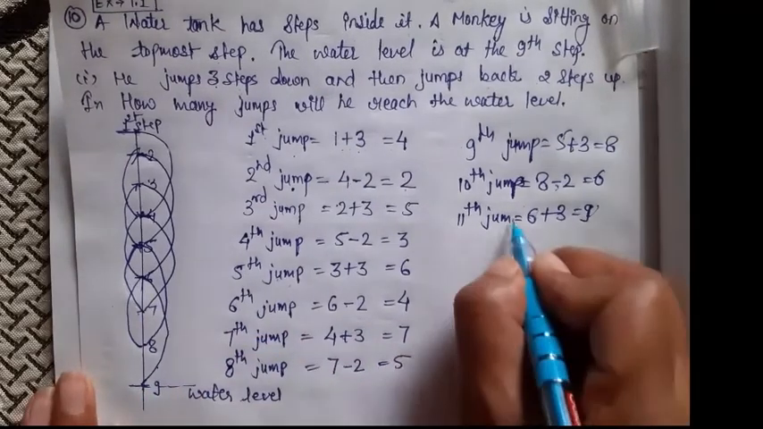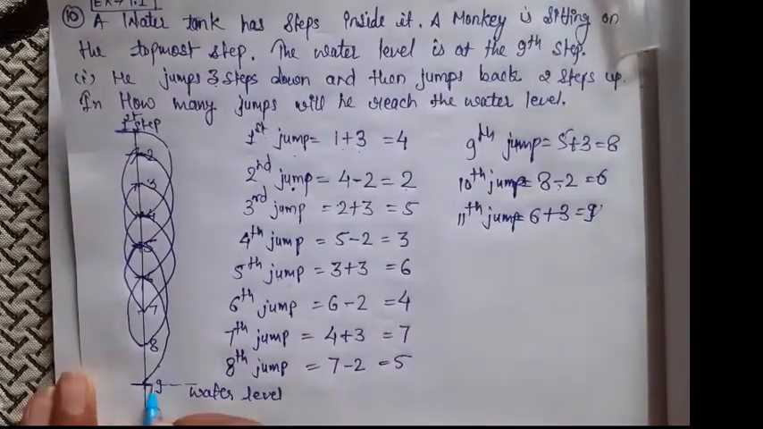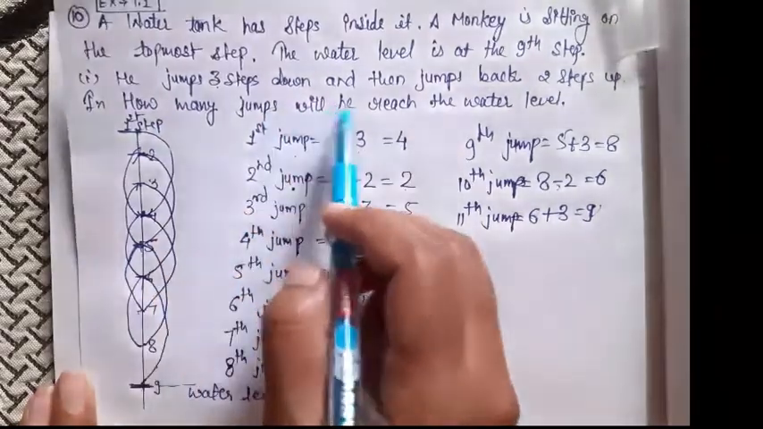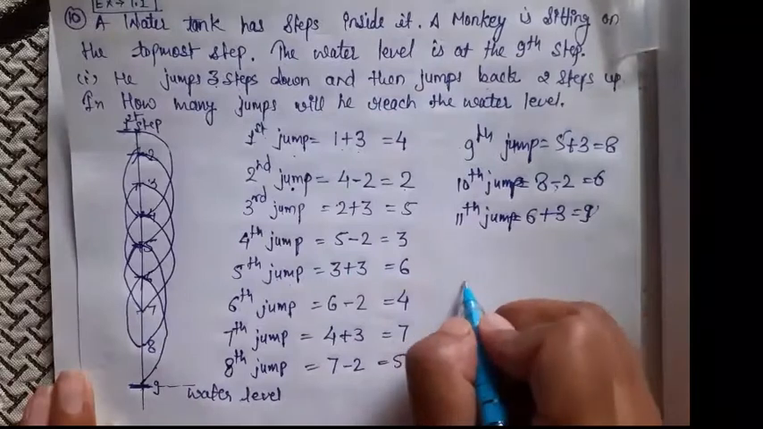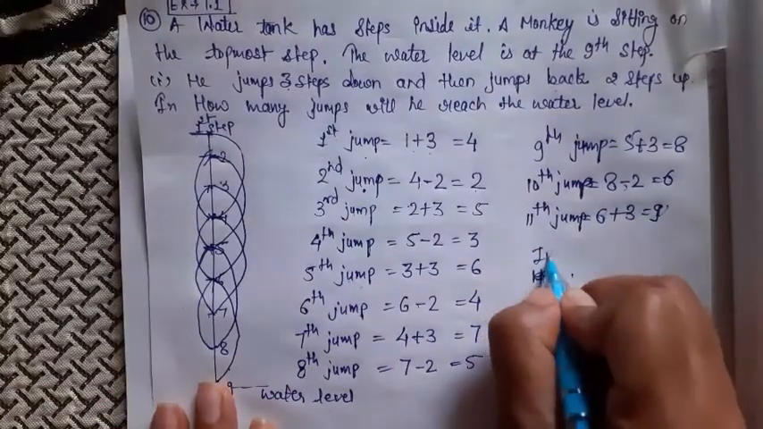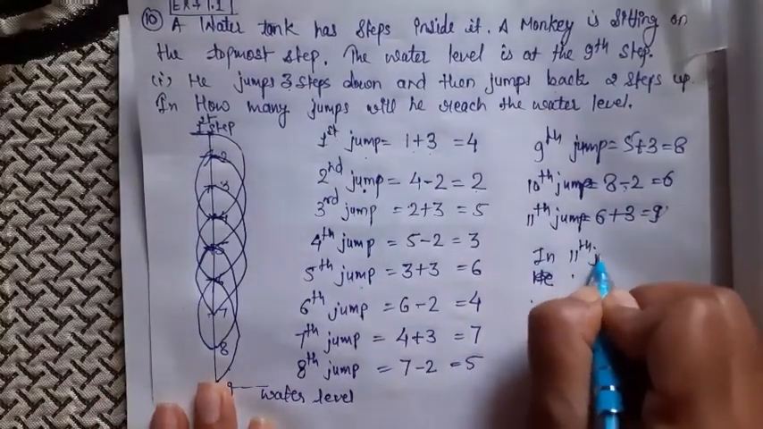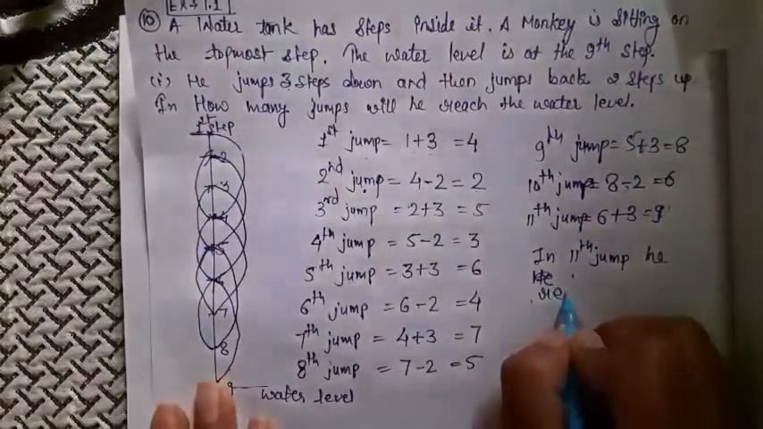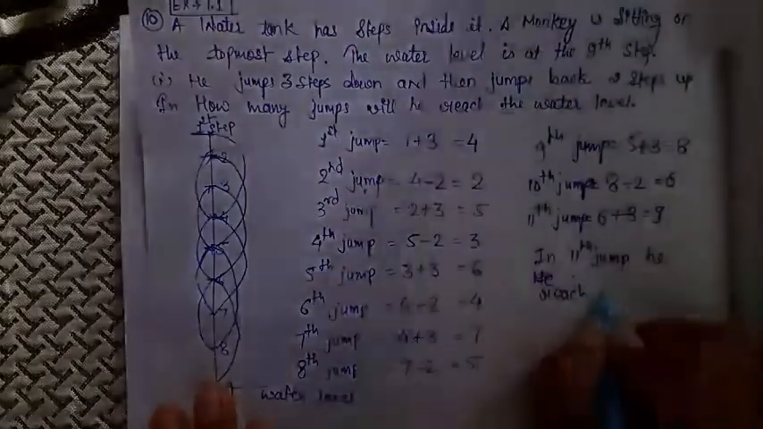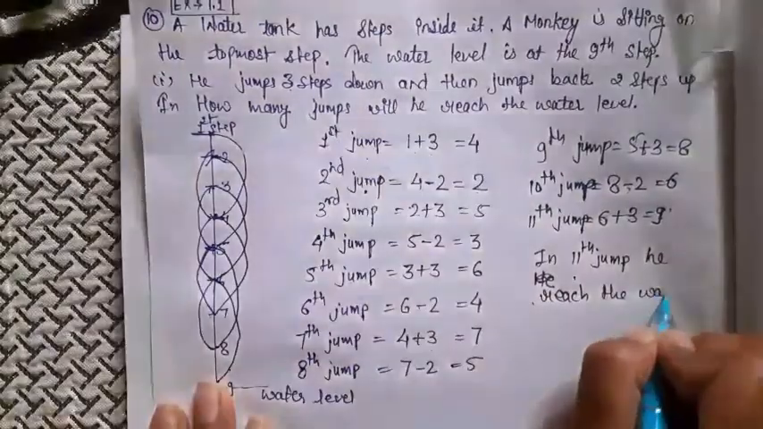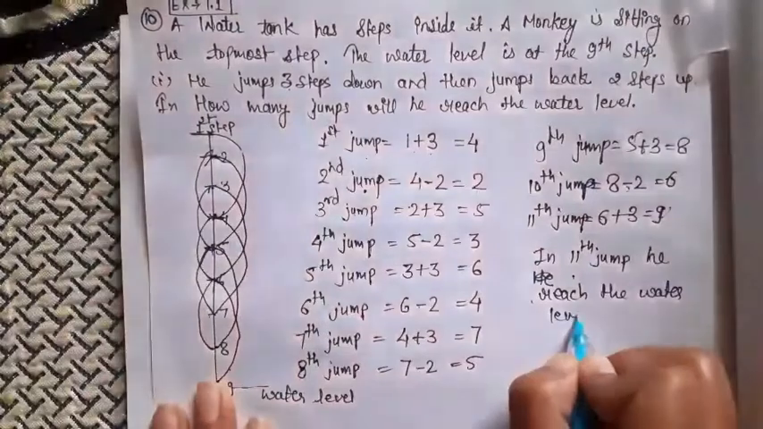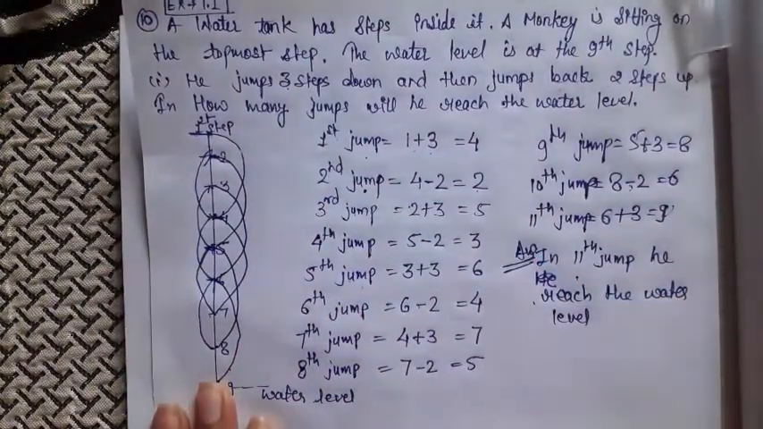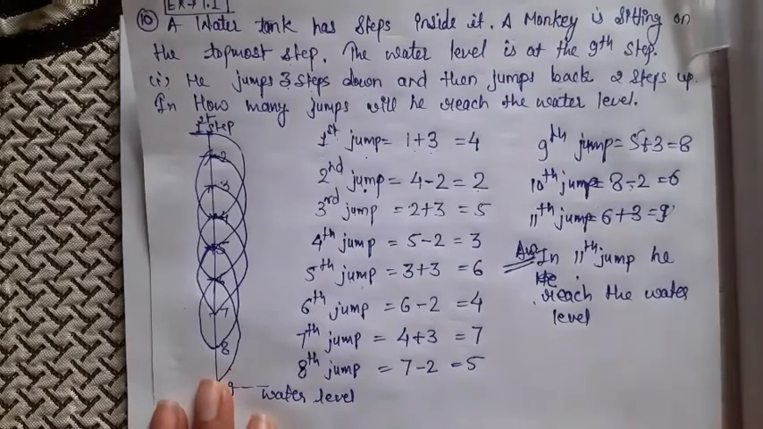And here this is the water level. So how many jumps will he reach the water level? So here means in 11th jump he reached the water level. Now this is your answer.